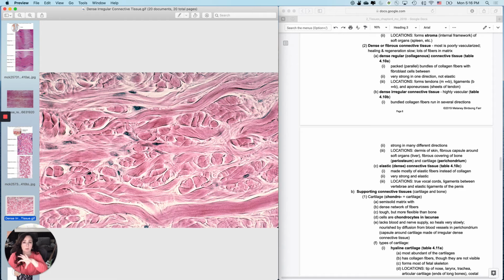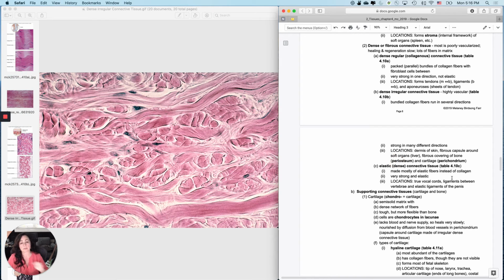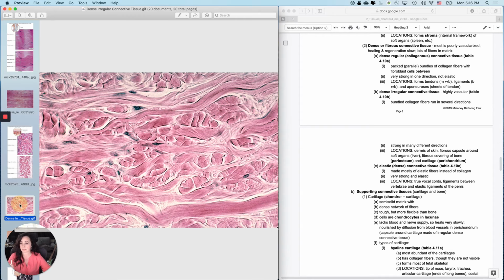It also forms a fibrous capsule around some organs, and it forms the covering around your bone that you're going to attach ligaments and tendons to, called the periosteum. And it also forms the covering around cartilage that is called perichondrium, periosteum and perichondrium. Okay, so this is dense irregular connective tissue. We run into it quite a few times this semester.